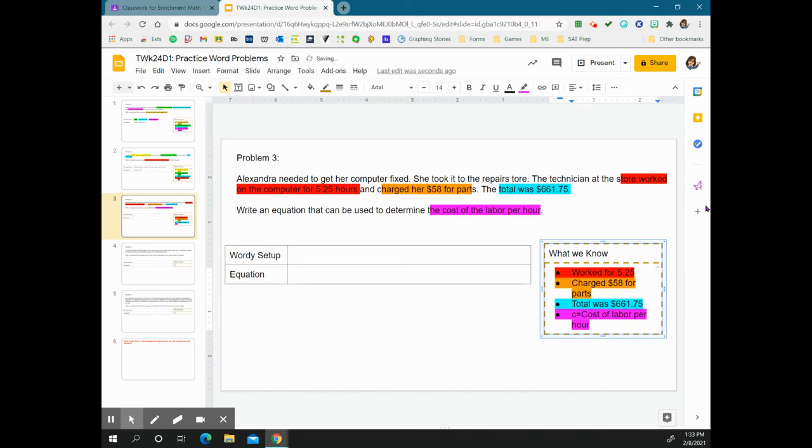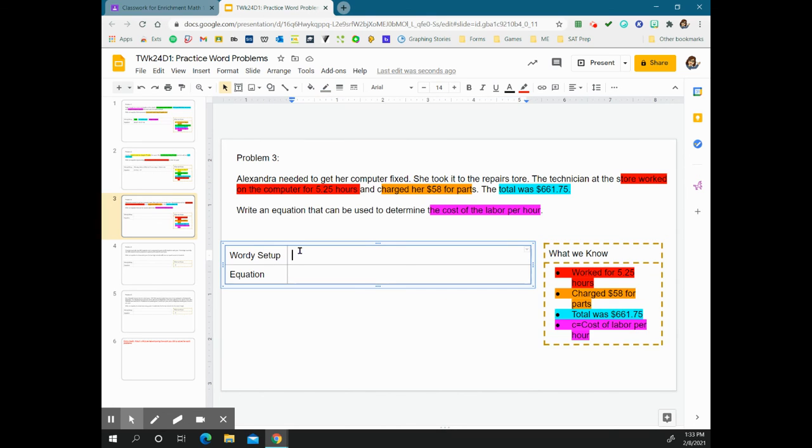Now, cost of labor per hour. Of the blue, orange, and red, the only one that talks about hours, and I forgot to write it, was the red, right? So that's where we're probably going to attach our C, right? Because we don't know the cost of how much he worked when he worked those 5.25 hours. But our total talks about money, so we need to be able to get this guy to be some type of monies.